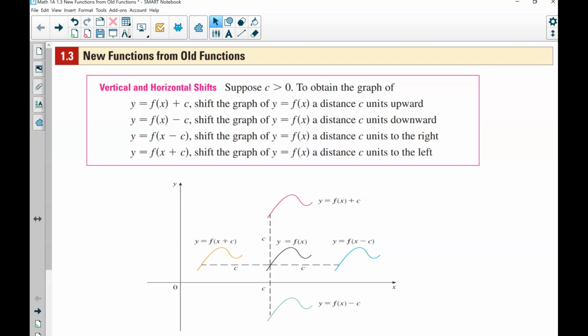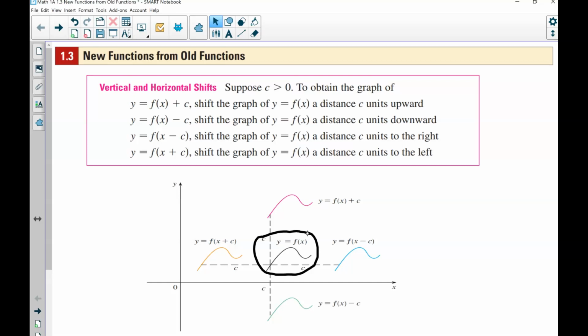So we're going to consider the translations. Take a look at the translations that we have here. We have vertical and horizontal shifts. If you notice, in the center here, this is our function y equals f of x. Now if you take a look at the first one, y equals f of x plus c, shift the graph of that function c units upward. So therefore it would shift up c units.